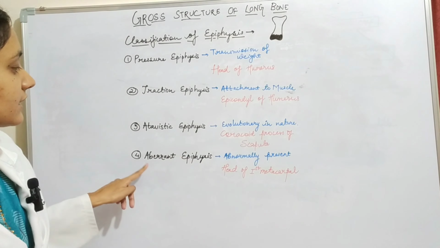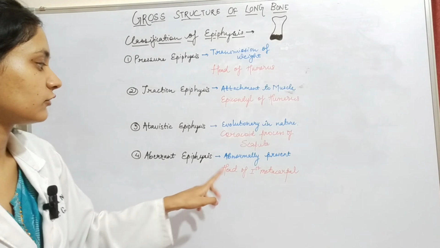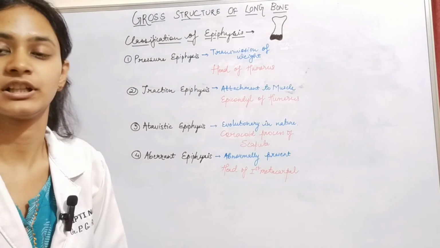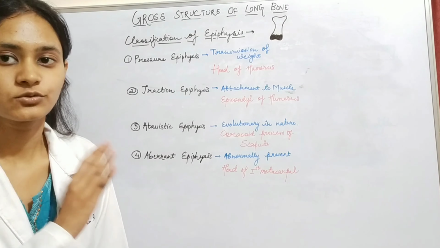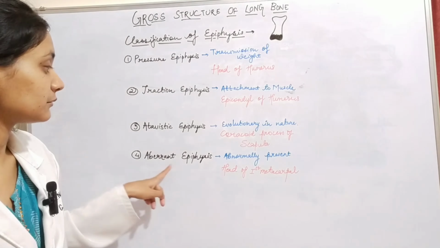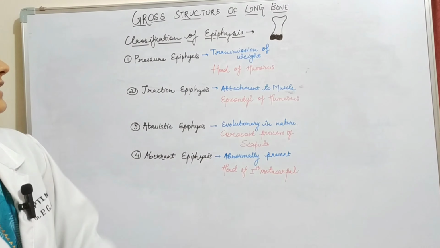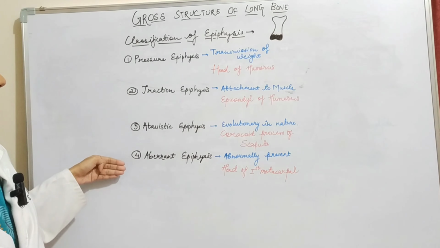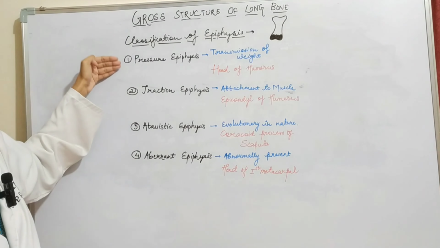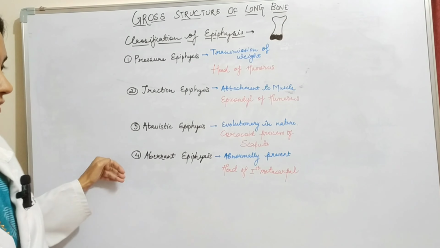Aberrant epiphysis, that is, it is abnormally present. For example, head of first metacarpal. Head of first metacarpal is usually not present, but it can be abnormally present. So it is known as aberrant epiphysis. So here is the classification of your epiphysis. We have four types of epiphysis: pressure, traction, atavistic and aberrant.